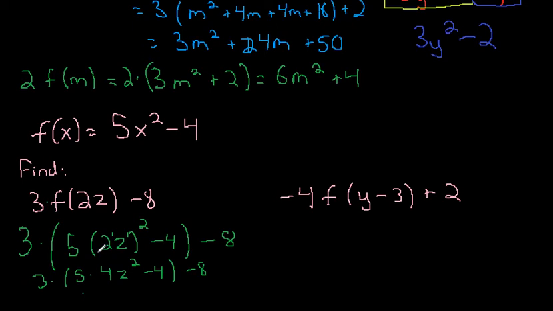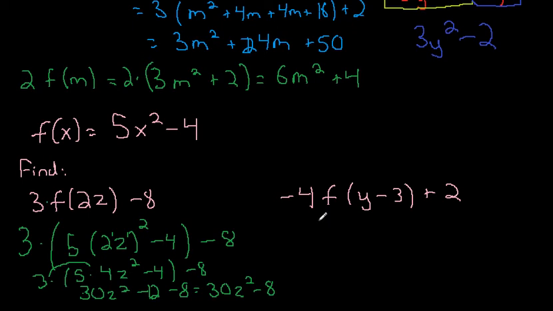Remember, distributing only happens when you have plus or minus signs. So this 5 times 4 is 20, times 3 is 60. So I'm going to get 60z squared. My 3 got distributed to here, and then it must get distributed to the negative 4. So it's going to give me minus 12 minus 8, which is going to lead me to 60z squared minus 20.